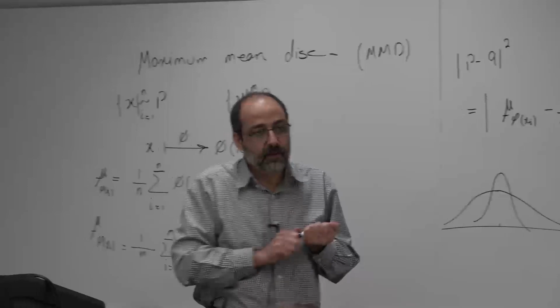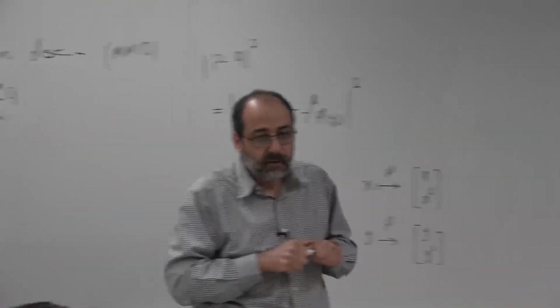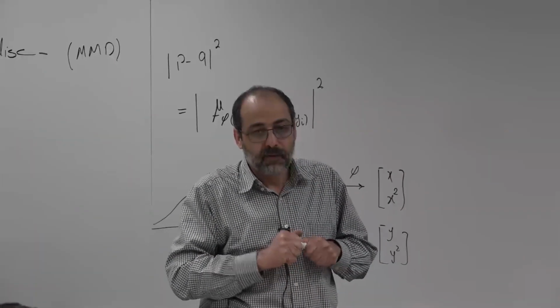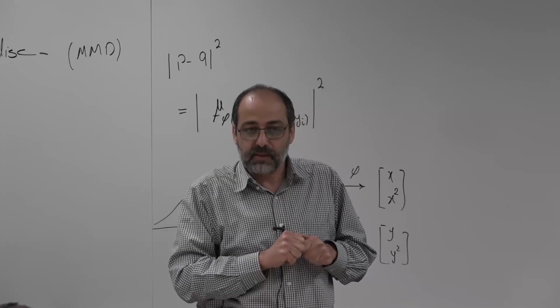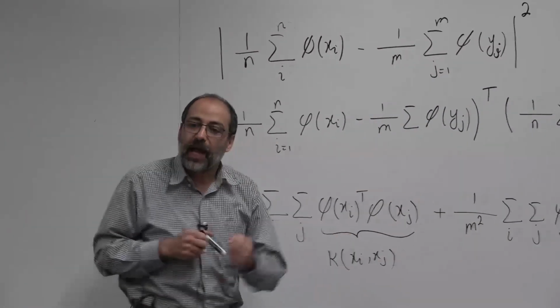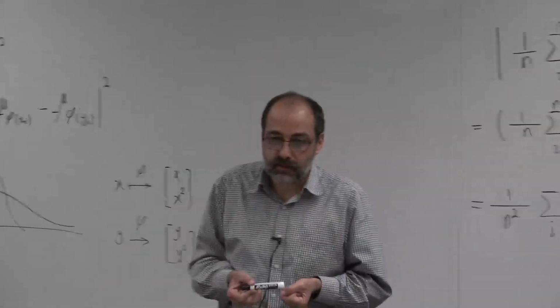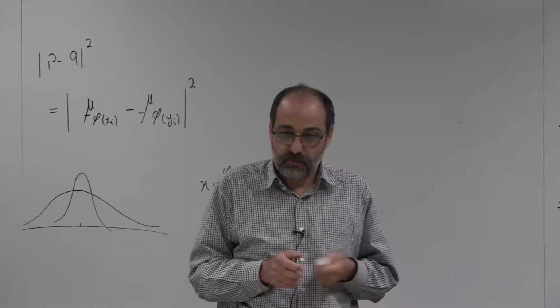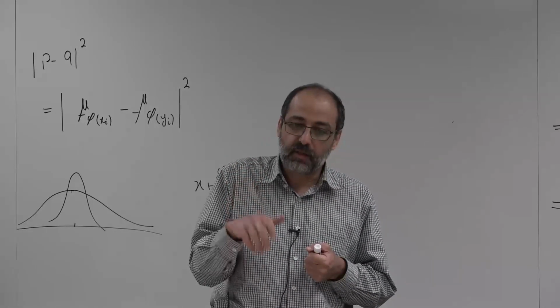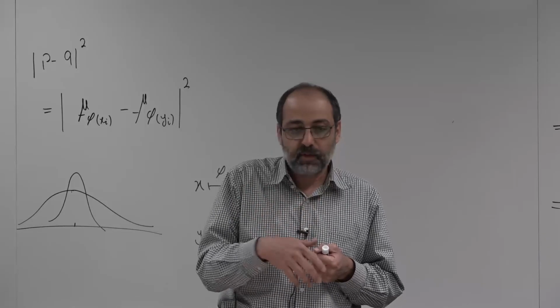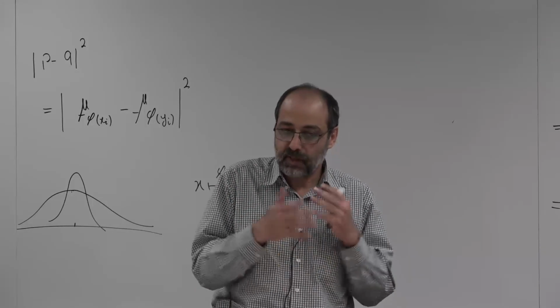Yes? So I'm wondering, how do you pick a kernel that's good for all or most distributions? You can't. Actually, in practice, they play with this kernel a lot. In fact, they add up some kernels, because a kernel is a measure of similarity. They have like RBF plus a polynomial plus some other types of kernels that they add up.